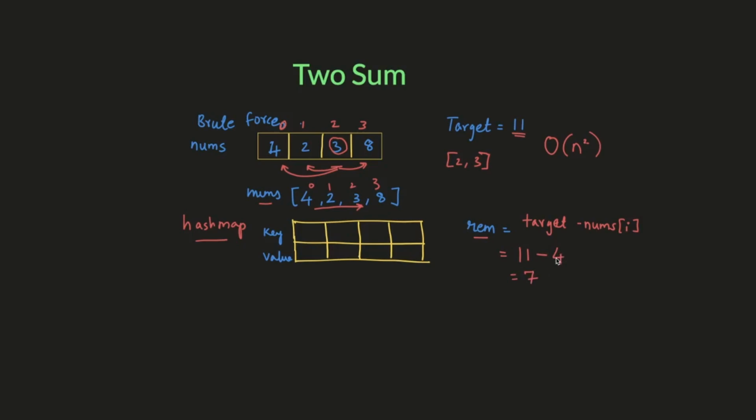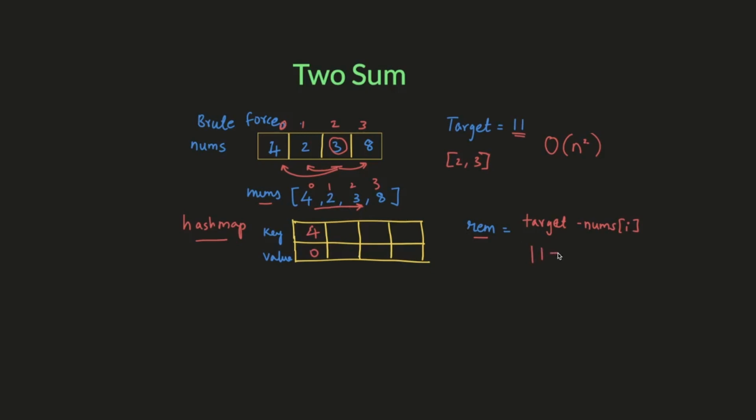So 11 minus 4 is 7, but there's no 7 already in the hash map. So we will add 4 and its index. Basically in the hash map we'll have a key value pair, and the key will be the number and the value will be its index. Every time we iterate through a number, we will check the remainder, and if the remainder is already present in the hash map, we return the indices as the answer. Now 7 is not already there in the key value pairs, so we go to the second element.